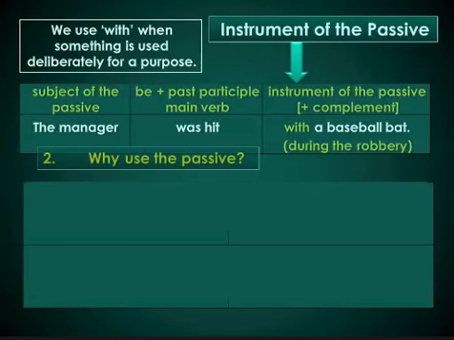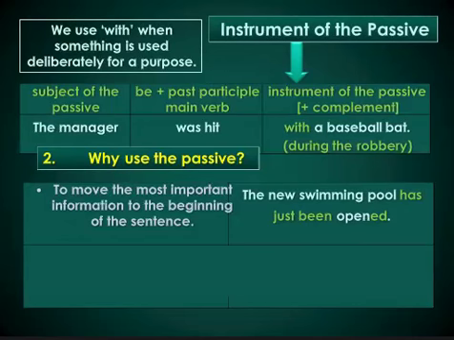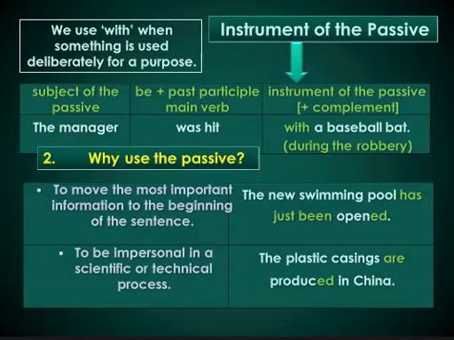So why do we use the passive voice? For a number of reasons. To move the most important information to the beginning of the sentence. The new swimming pool has just been opened. To be impersonal in a scientific or technical process. The plastic casings are produced in China.